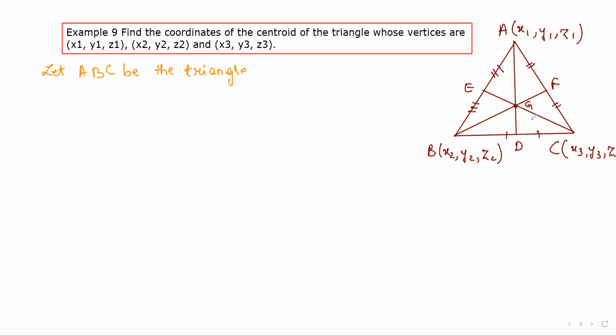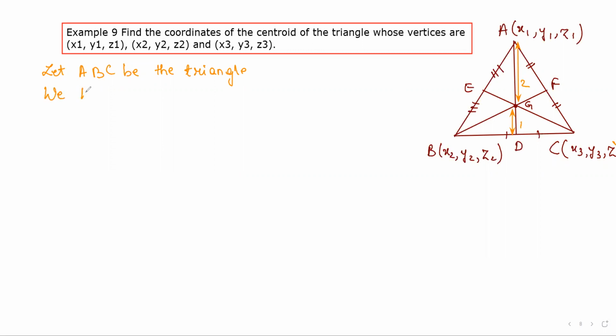Now, if this is a centroid, then we know that another property of the centroid is that it divides the median AD in the ratio of 2:1. AD is the median because it's dividing BC into two equal parts. So your point G will divide AD in the ratio 2:1.